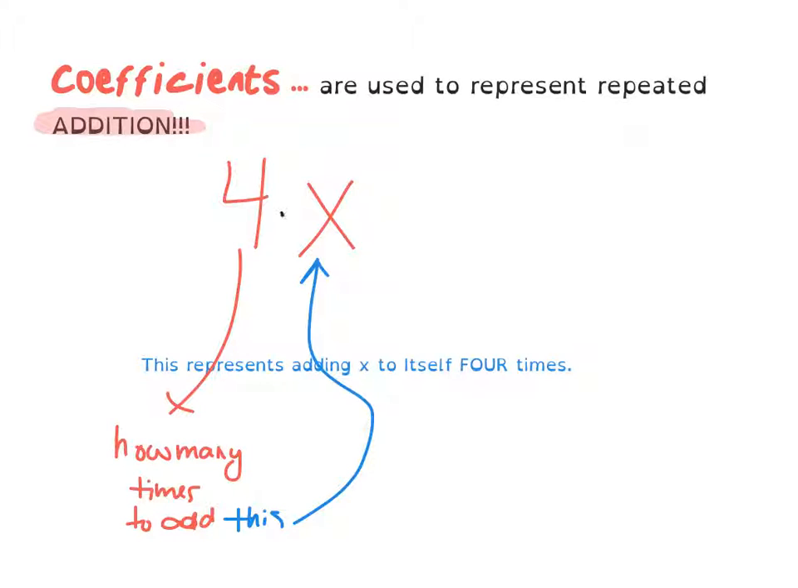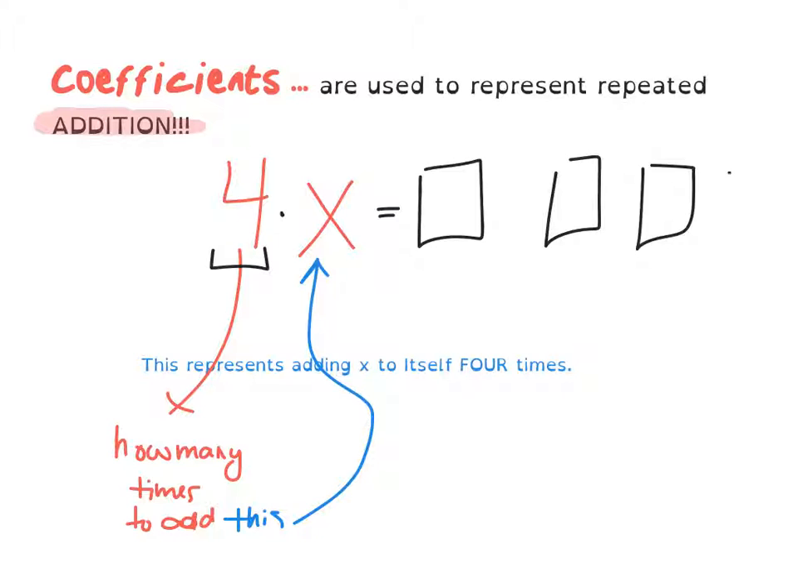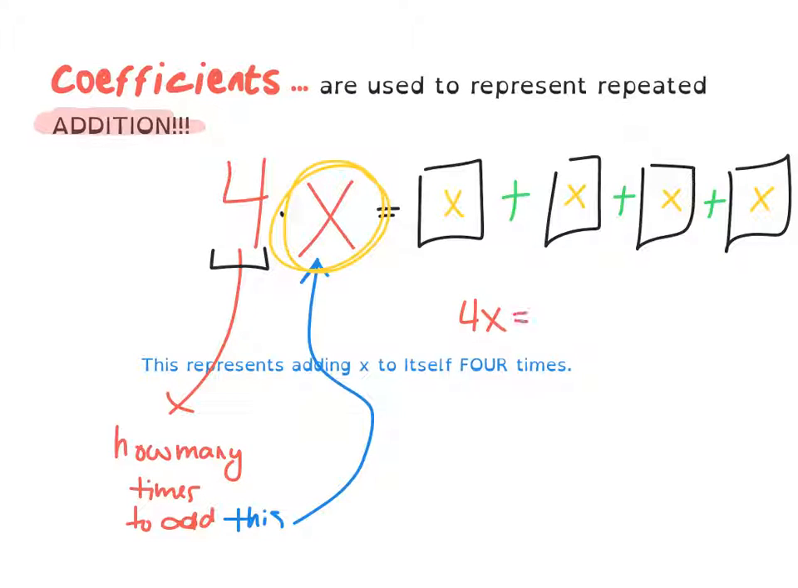So since we see 4 times x, the number 4 tells us to set up 4 boxes. And then because it's a coefficient, we know we connect them with repeated addition. And the thing that we're putting in each of those boxes is the letter x. So more succinctly, we should see that 4x is rewritten as x plus x plus x plus x. So there are 4 x's being added in a row.